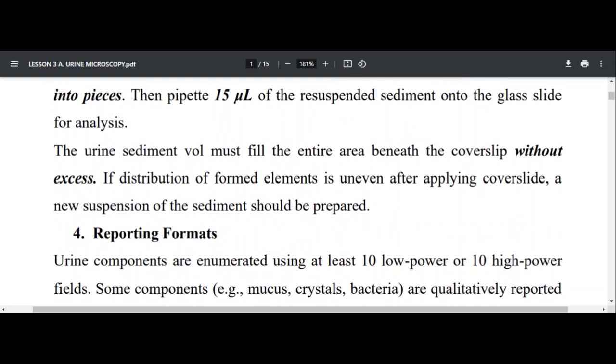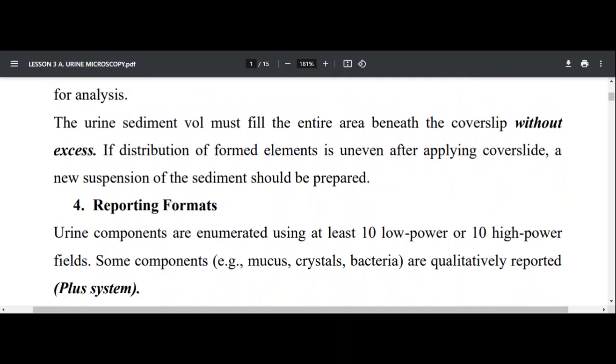So when you notice uneven distribution of formed elements, for example urine cells, you must prepare another suspension. You have to apply another suspension, because that can, of course, show improper sampling.